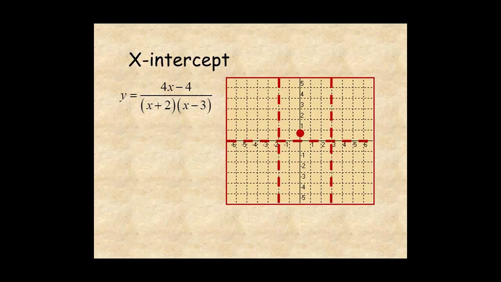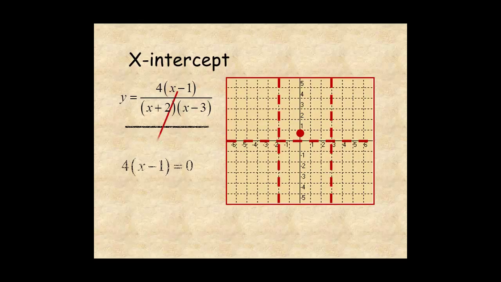The x-intercept is the zero of the numerator, so this is a good time to factor the numerator. To find the x-intercept, set the numerator equal to 0 and solve. You get x = 1. So the x-intercept for the function is the point (1, 0).